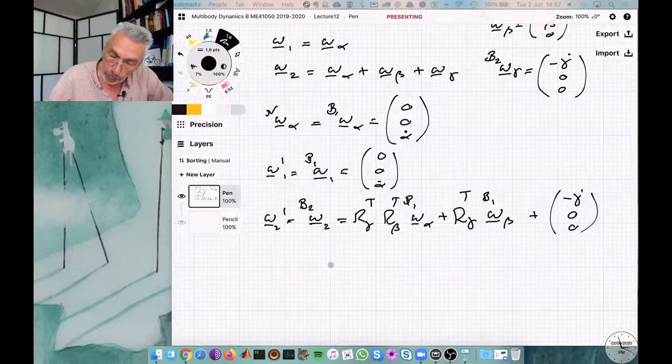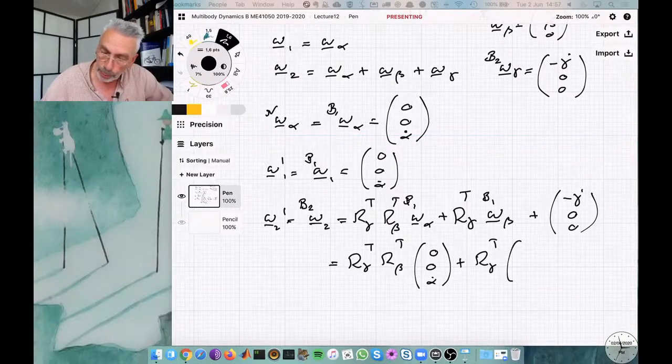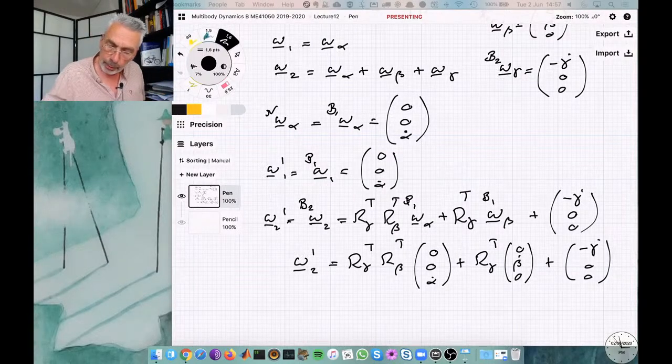Now, of course, we can write down this R gamma transpose, R beta transpose, and I like to just write out the components 0, 0, alpha dot. Then we get this rotation matrix, and the beta was around the middle axis, right? What was the beta? Yeah, middle axis, so that was 0, beta dot, 0, and then of course the last one is just the same, 0, 0. So in conclusion, this is our omega 2 prime, and as you can see, of course, linear in the speeds, in the time derivatives of these generalized coordinates.